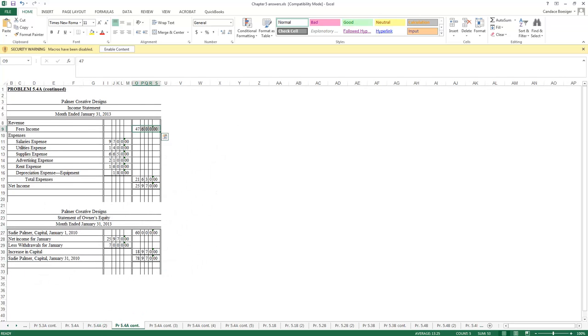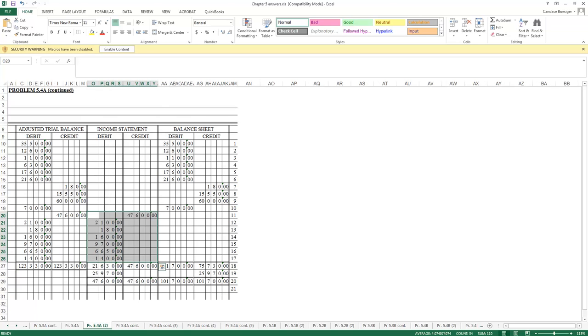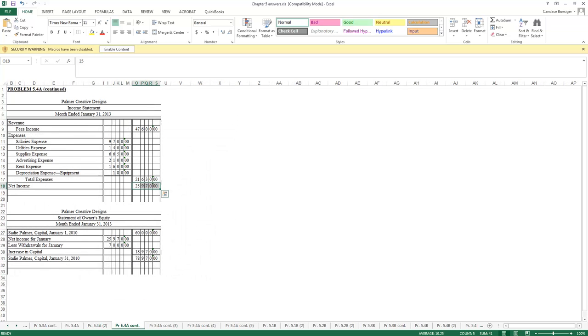So let's go back and look. I would suggest that you go through here and prepare the income statement in your workbook and then check your answers against this up here. And look, the net income that's listed right here matches our worksheet right down here. It's pretty cool.